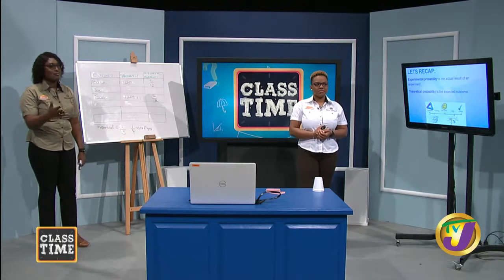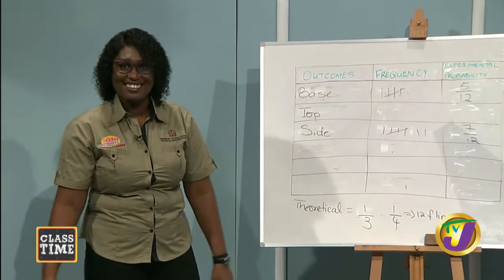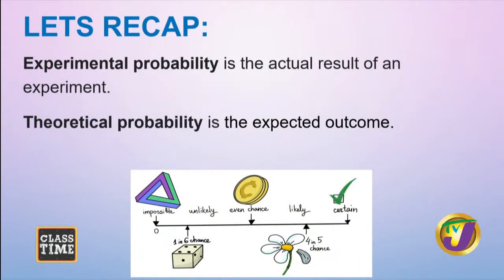So guys, if you tried the experiment at home with us, thank you very much. I hope you had fun. I had fun. I never knew I could flip a cup, and I'm happy. All right, so just to quickly recap, experimental probability is the actual result of an experiment, while theoretical probability is the expected outcome. Probability lies from 0 to 1.